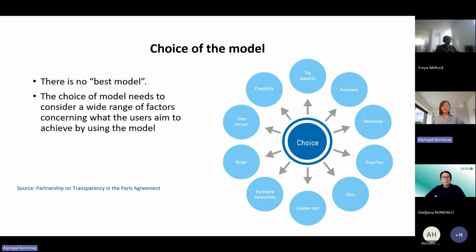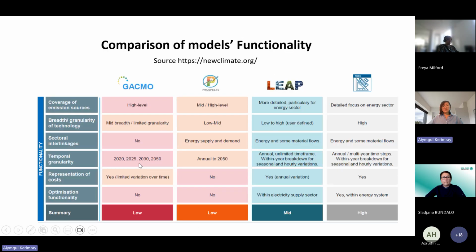It also depends on the time horizon for modeling. Some models have a limited time horizon. Other models might not have a limitation for the future years. What is the flexibility that we would like to have in the model? So first of all, we need to decide on the criteria for model selection.